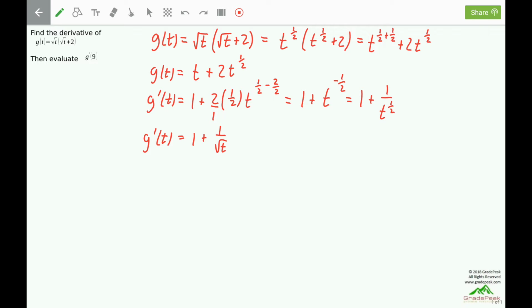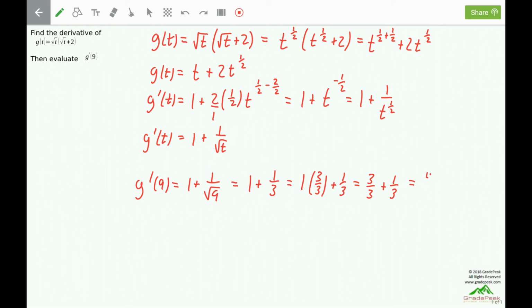The next thing is to evaluate g prime of 9, which means to plug a 9 in for all of the t's. So 1 plus 1 over the square root of 9. The square root of 9 is a 3, so 1 plus 1 over 3. The 1 can be multiplied by 3 over 3 to get a common denominator. And we will have 3 over 3 plus 1 over 3, which will give us 4 over 3.